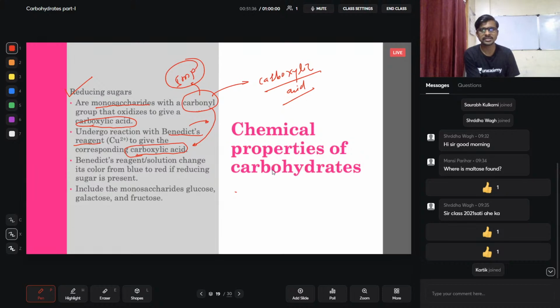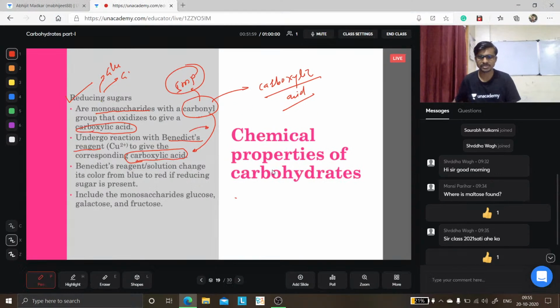Okay, and this includes the monosaccharides glucose, galactose and fructose. All three are reducing sugars. So which are the reducing sugars? The first one is glucose, the second one is galactose, and the last one is fructose. So glucose, galactose and fructose are your reducing sugars.